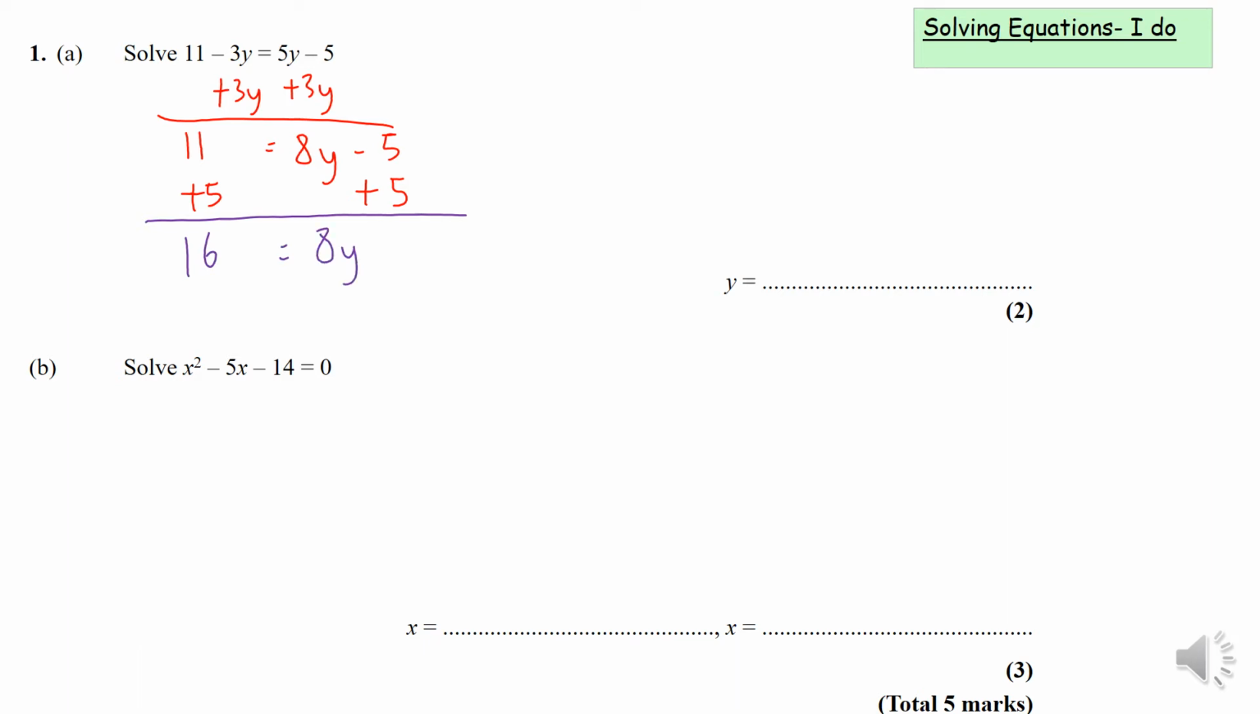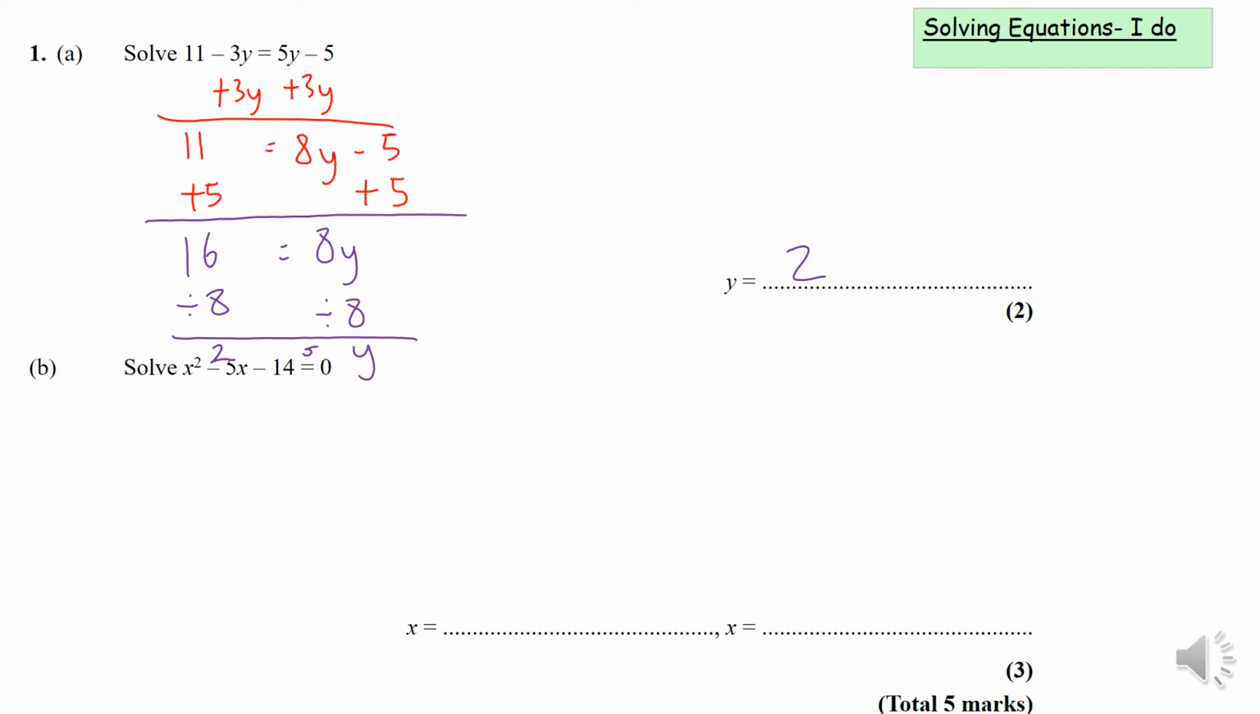So 8 times y, what's the inverse? I need to divide by 8. That leaves me with 2 is equal to y, so y is equal to 2. Okay, I can check my equation by substituting it back in to see if I'm correct.